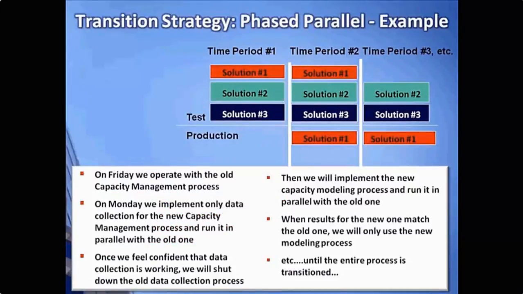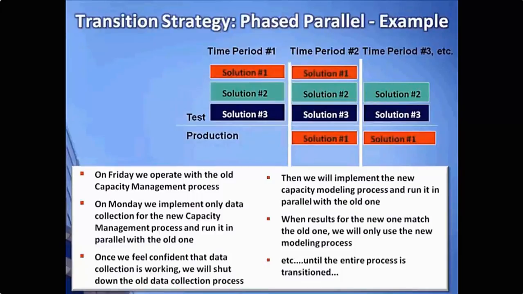So let's look at the phased parallel transition strategy in terms of an example. On Friday, we operate with that old capacity management process. On Monday, we implement only the data collection piece for the new capacity management process, and we're going to run it in parallel with the old one. So by Monday morning, I'm now still running with my original old process in its entirety, but I'm replicating the efforts involved with doing data collection.